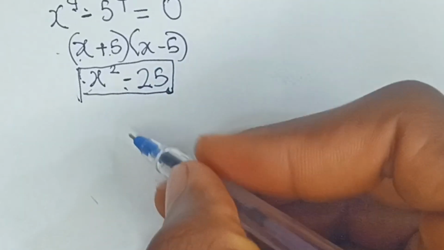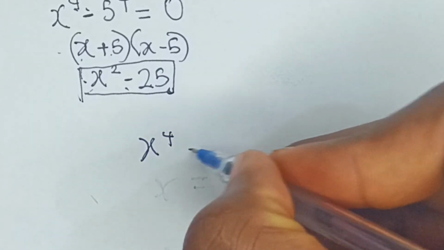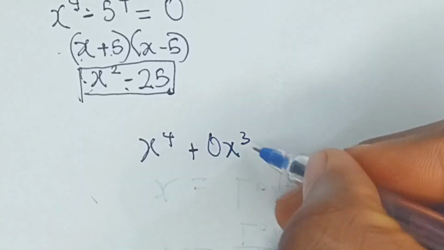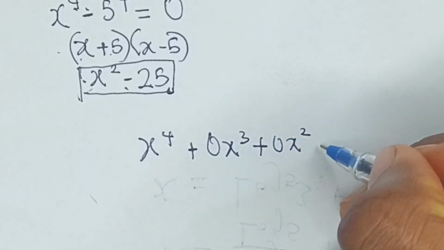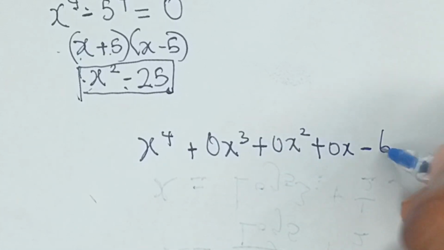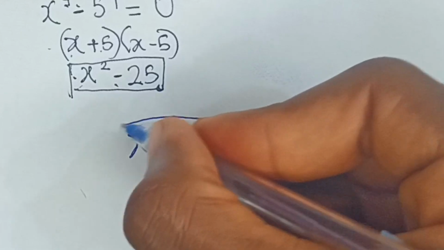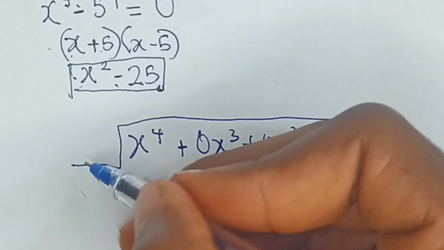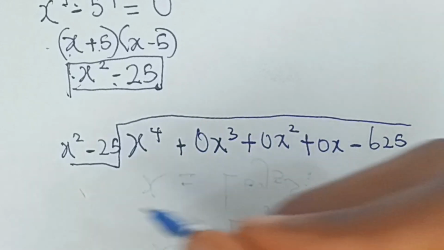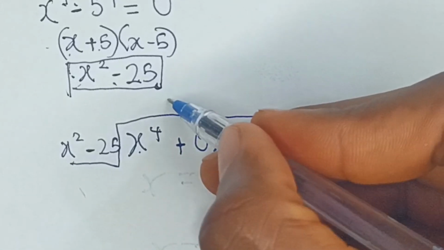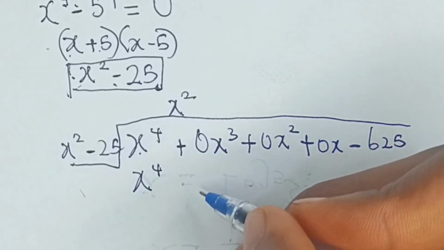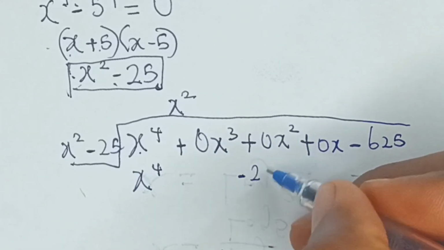Doing that, we have x raised to the power 4 minus 0x cubed, or plus 0x cubed, plus 0x squared, plus 0x, minus 5 raised to the power 4, which is 625, divided by x squared minus 25. Now x squared times x squared is x raised to the power 4. When you multiply, you have x raised to the power 4, and on this side you have minus 25x squared.